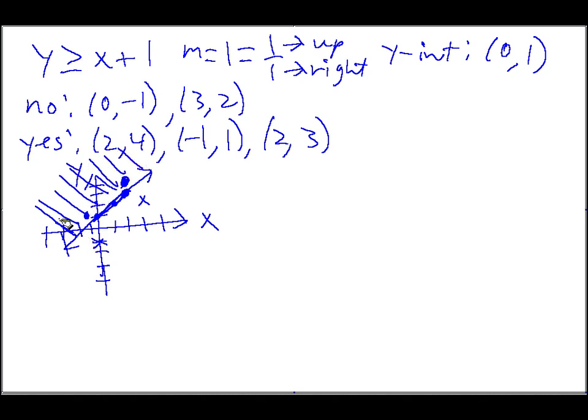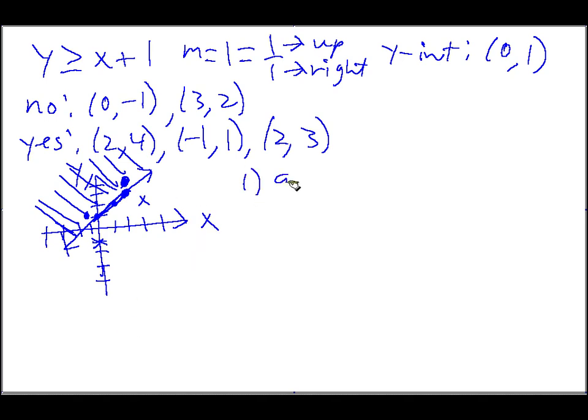Okay? So what this graph means is that anything above the line or on the line will make this inequality true. In other words, if I pick any point up here and plug in its x-coordinate and its y-coordinate, this inequality will be true. If I pick any point down here and plug in its x-coordinate and its y-coordinate, this inequality will be false.